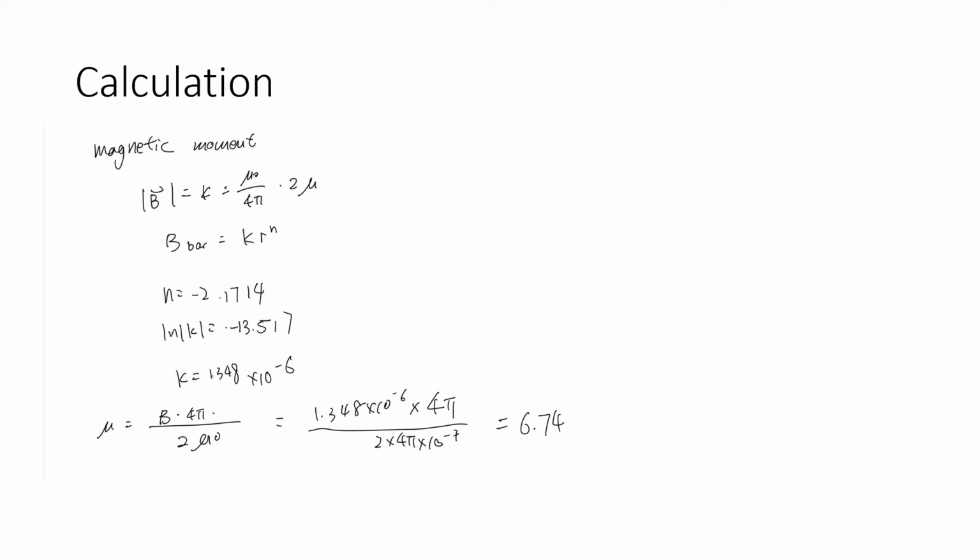So here are my calculations to calculate magnetic moment. So from the equation, magnetic field of the bar magnet equals K times R to the power of N, we could calculate the value of K by raising e to the power of the ln K value, and then we can get the value for K. And using the value for N and K, we could calculate our magnetic moment by plugging those values into the equations I wrote on the bottom. So we get our magnetic moment value 6.74.